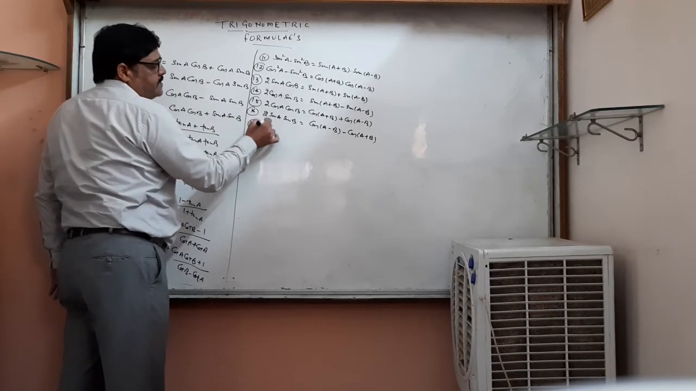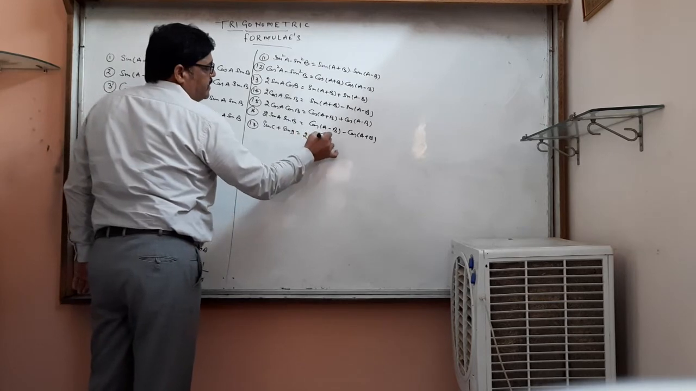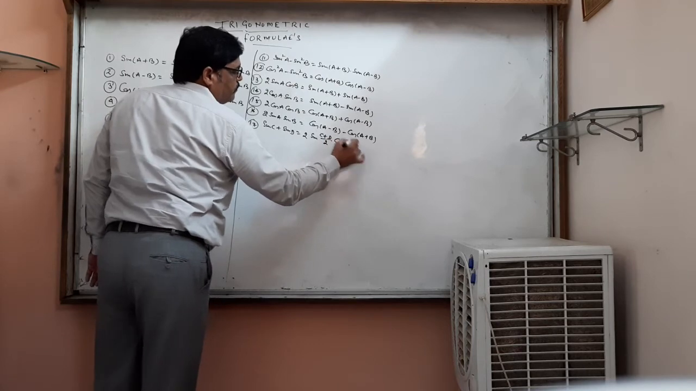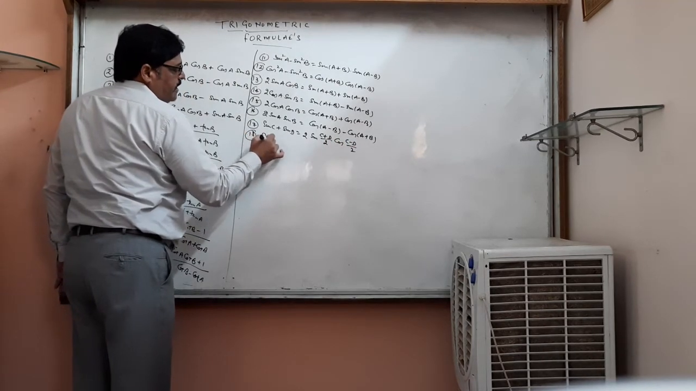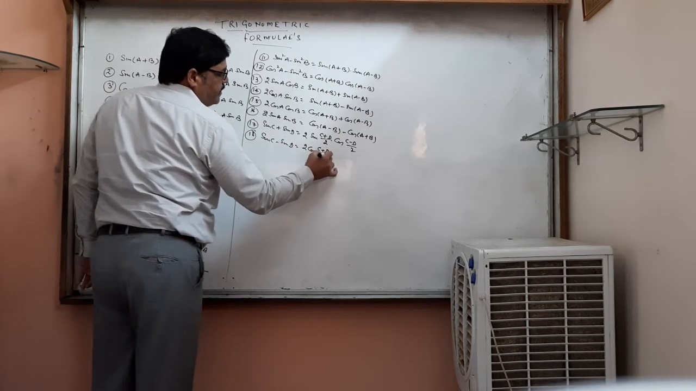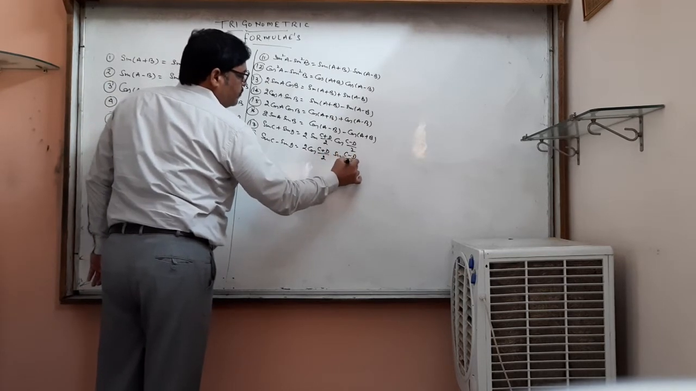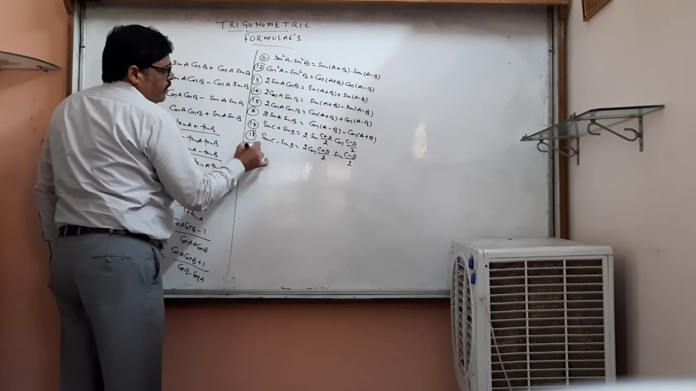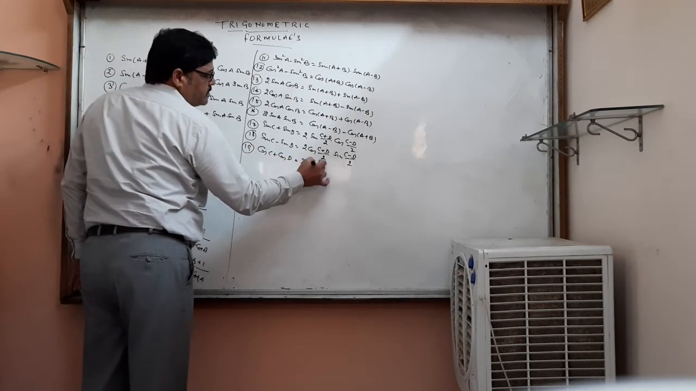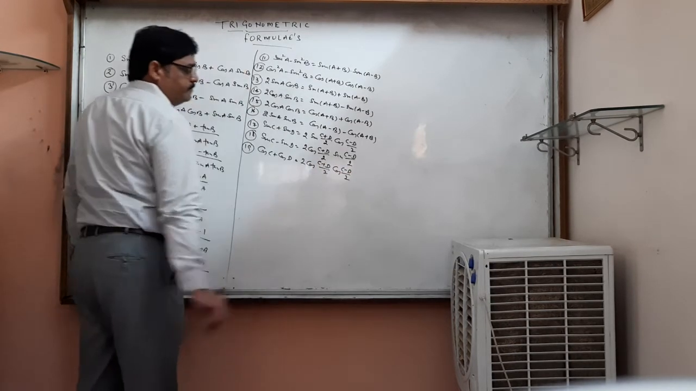Now the next, sin C plus sin D is 2 sin C plus D by 2 cos C minus D by 2. Sin C minus sin D is 2 cos C plus D by 2 sin C minus D by 2. Cos C plus cos D is 2 cos C plus D by 2 cos C minus D by 2.